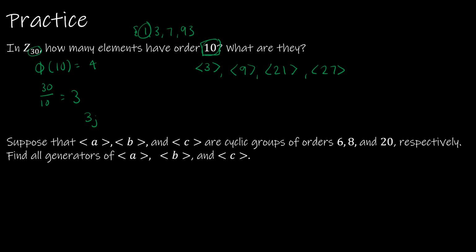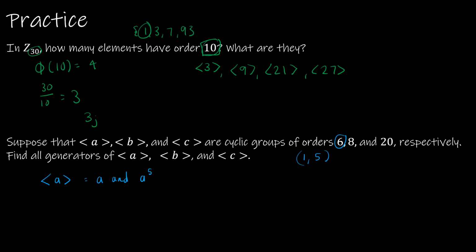Next question. Suppose that the cyclic subgroups of A, B, and C are orders 6, 8, and 20 respectively. Find all of the generators. So again, how do I find all of the generators? Well, I'm looking at 6. I'm looking for numbers that are less than 6 but relatively prime to 6. So that's 1 and 5. So the generators of A are A and A to the 5th.